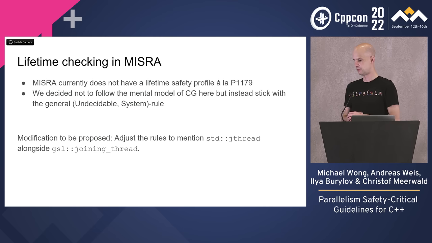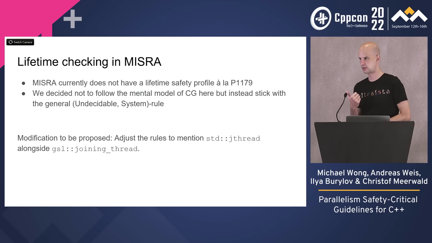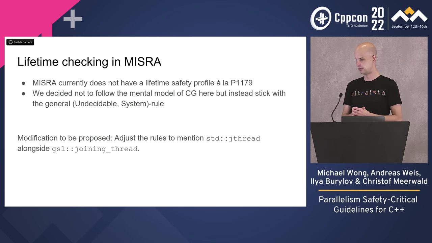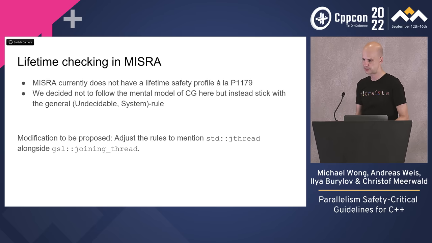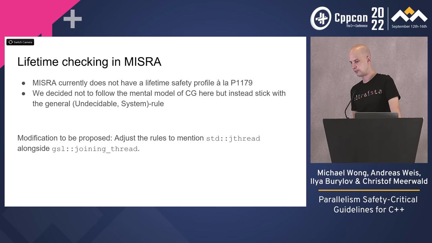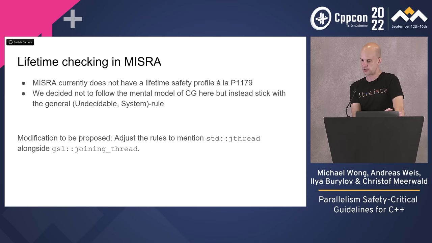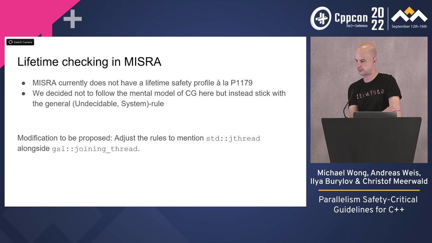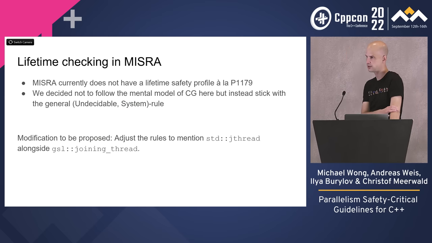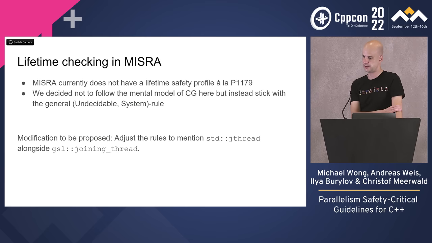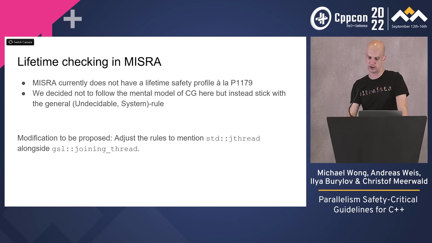So the analysis was still not in vain. One thing that we found while we compared the core guidelines to our rules is that the core guidelines currently still only talk about gsl::joining_thread. They have not been updated to mention std::jthread, which was added with C++20. So that's an addition that we identified that we will propose upstream to be included in the core guidelines.